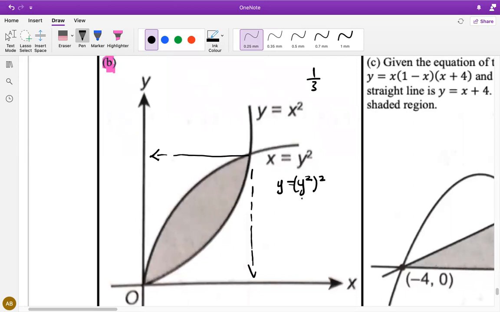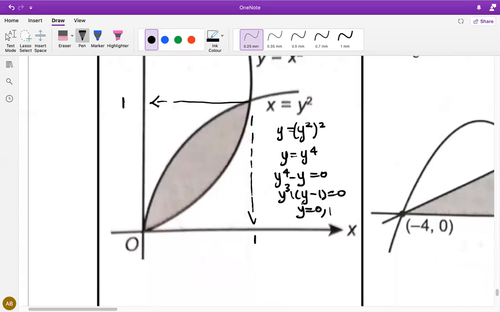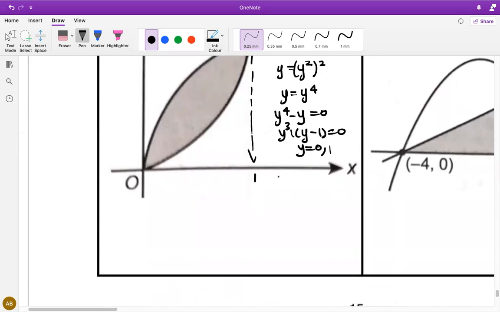Is it correct? Yes, okay. y equals y to the power 4. Therefore, y to the power 4 minus y equals 0. So y to the power 3 times y minus 1 equals 0. So y equals 0 or 1. So here is 1. Here also 1, because y squared is 1, x also 1. So if y is 1, x is 1 squared, also 1.